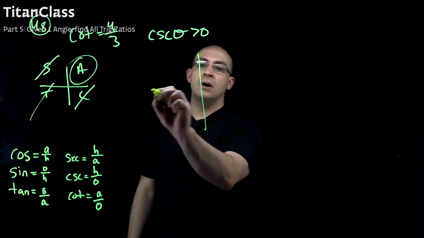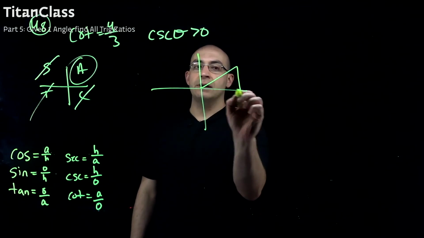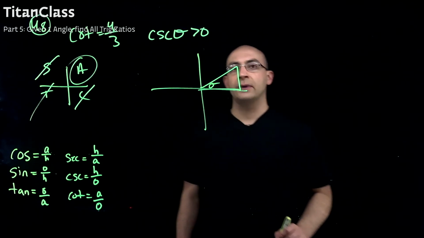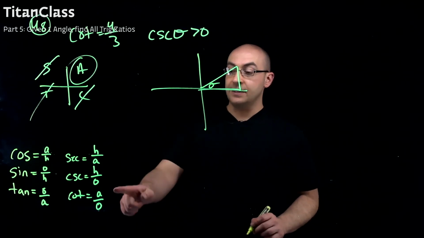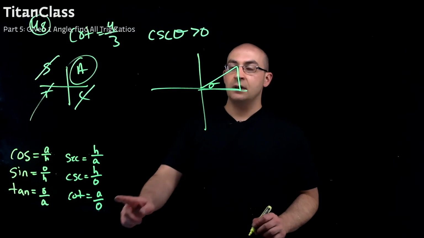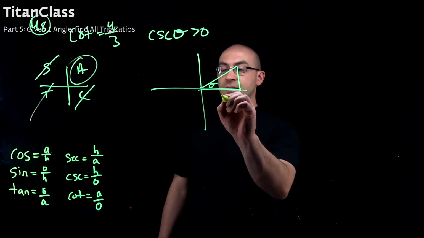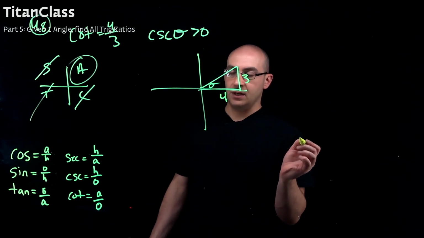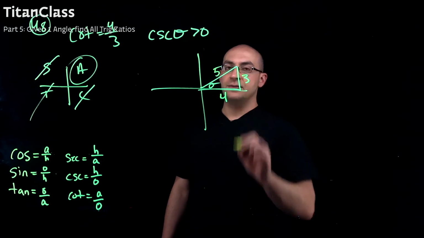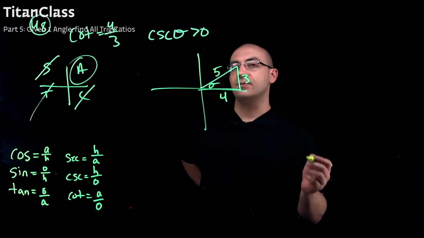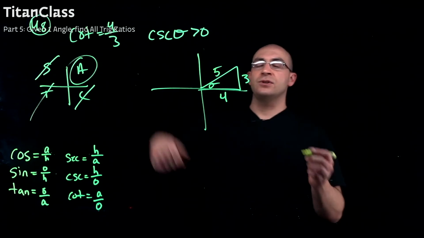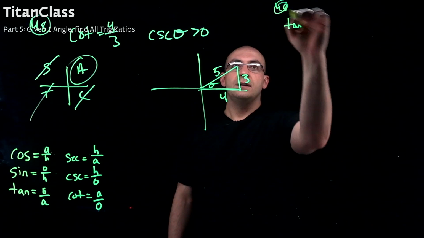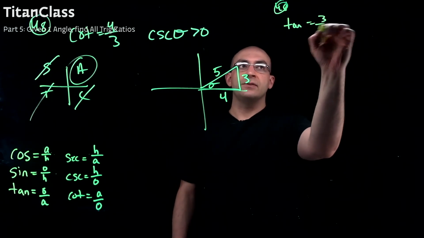So let's draw our coordinate plane and our right triangle. Cotangent of theta is 4 over 3. Now, cotangent is adjacent over opposite. So adjacent is 4 and opposite is 3, which means this is obviously a Pythagorean triple. The hypotenuse is 5. We've already done this type of problem, so I'll fly through it. I want the other 5 functions if I had cotangent. So let's start with tangent. If cotangent is 4 over 3, tangent is 3 over 4.